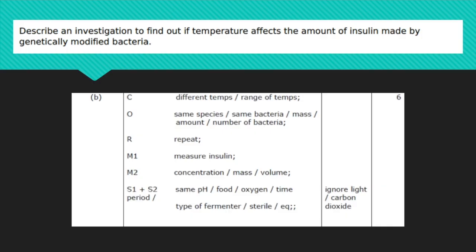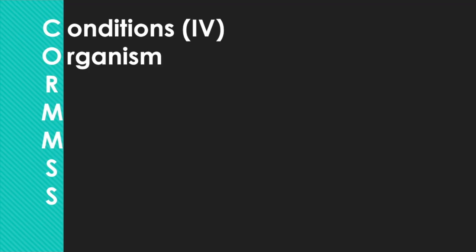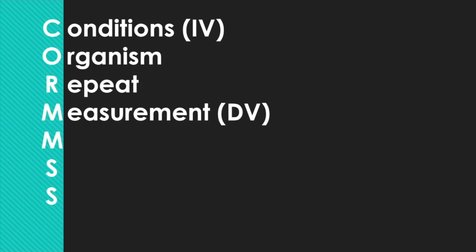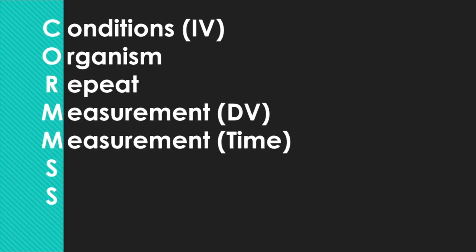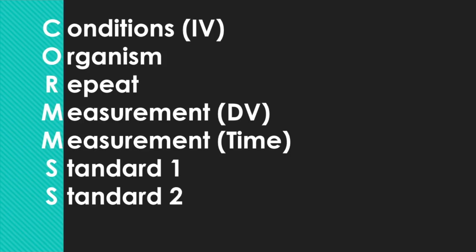Okay, so just to quickly refresh our memories of what each of those letters stood for, maybe pause the video now and see whether you can remember what each of these letters stand for. So C is conditions, O is the organism, R is repeat, M is for measurement of the dependent variable, and then the second M is for the measurement of the time period, and then the S's are for the standards, the things we're keeping the same.